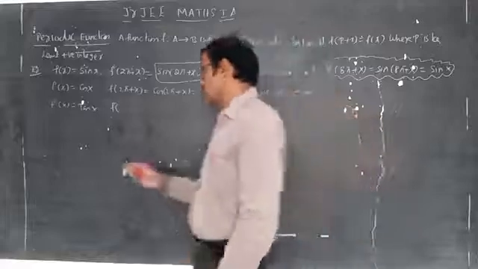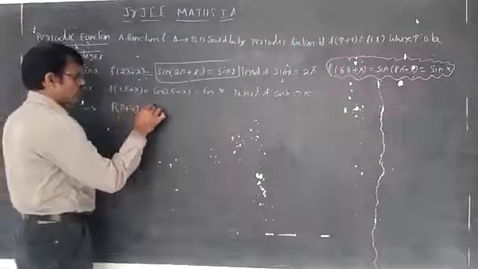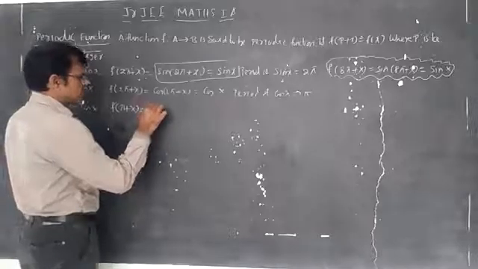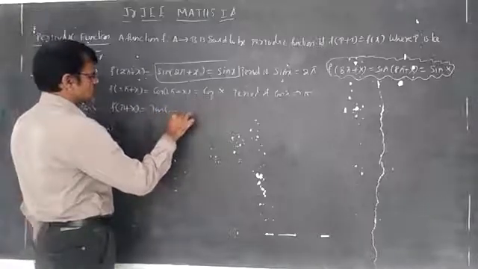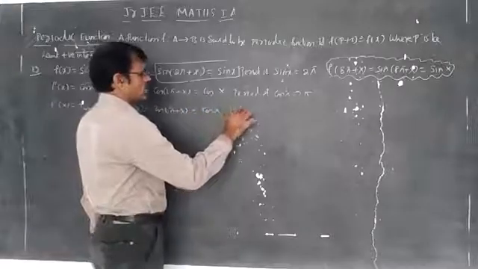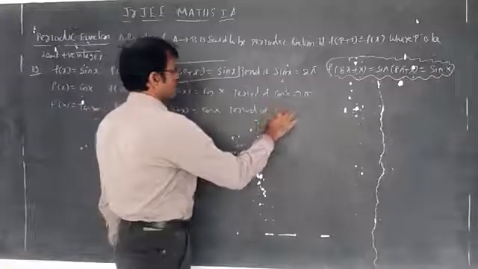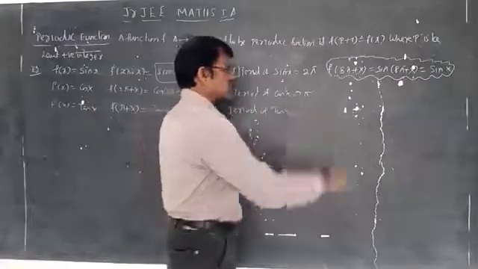That is why you can take here simply f of pi plus x. f of pi plus x means here tan of pi plus x. Tan of pi plus x is equal to tan x. Therefore, period of tan x is equal to pi.